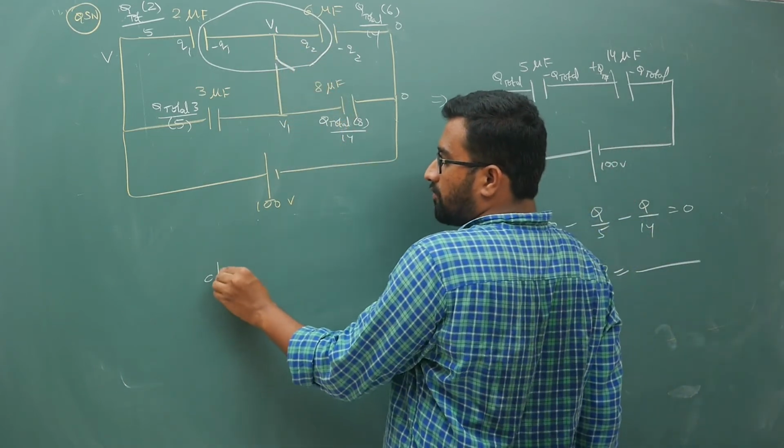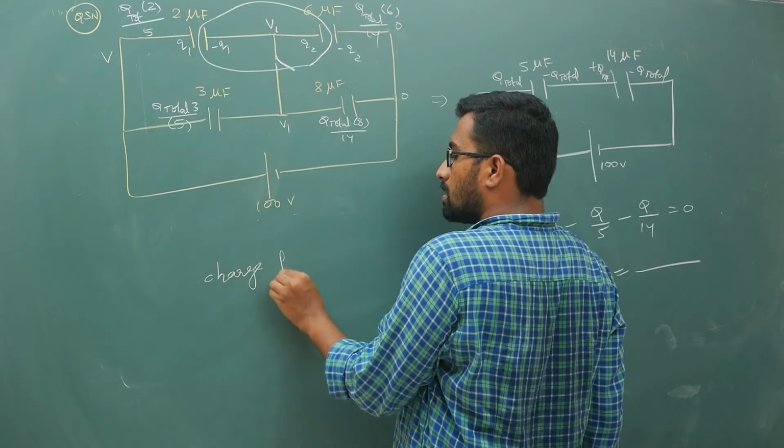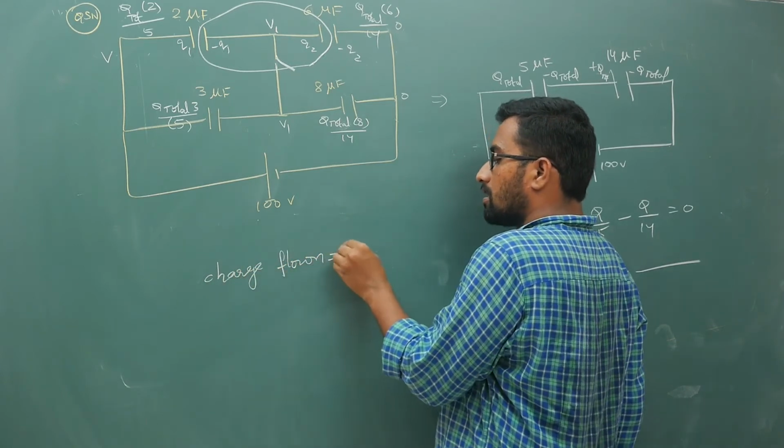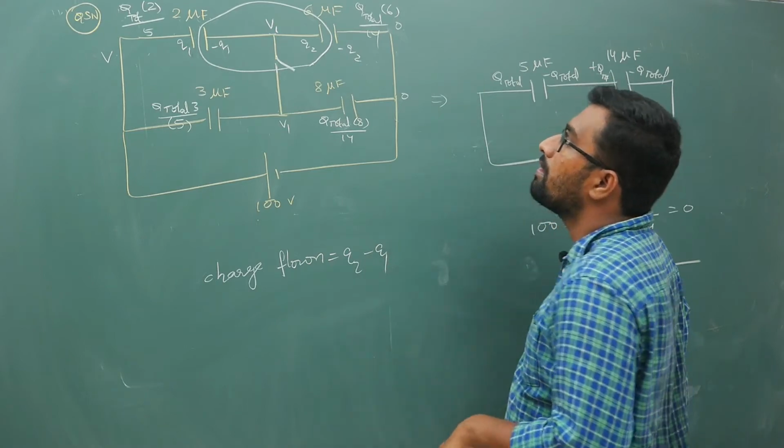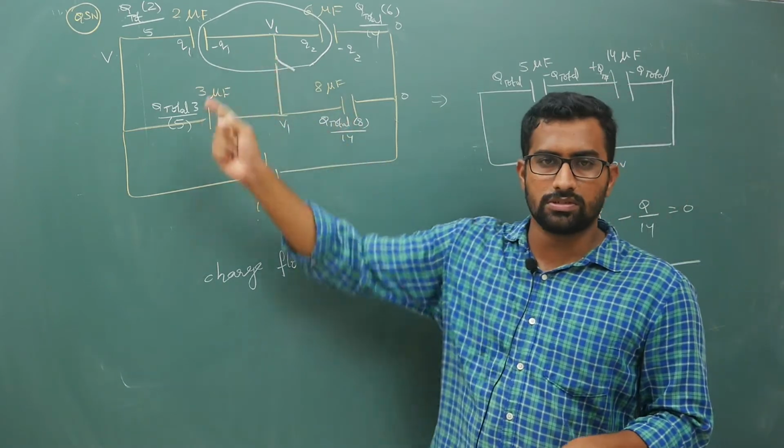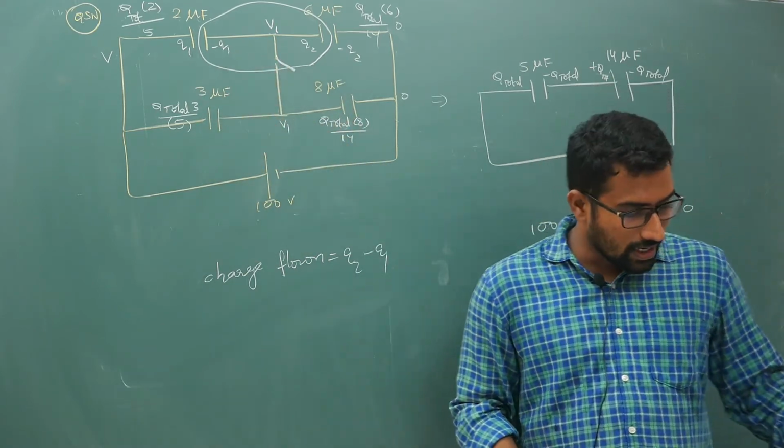So the charge flown when the switch was open is 0. Now it is Q2 minus Q1. From where did we get this charge? Through the switch. So like that you have to calculate.